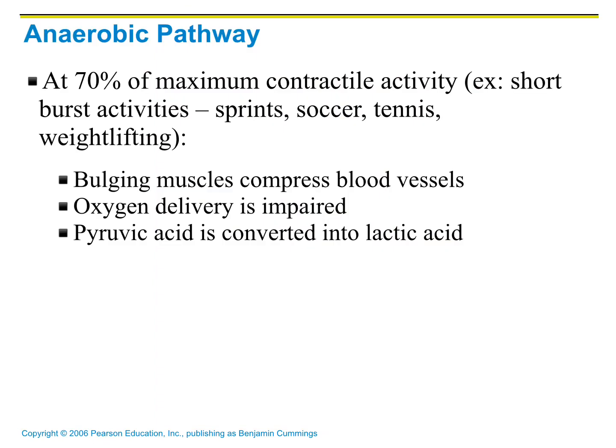Now, an anaerobic pathway means we don't use oxygen, and so we can generate energy using oxygen or not using oxygen. At 70% of your maximal contractile activity, that is where we use the anaerobic pathway. You're going to see muscles bulge and compress the blood vessels, impairing oxygen delivery, and this is where we get pyruvic acid converted to lactic acid. This is something we cover in depth in Chapter 24 in Anatomy 202, but for now, this is enough. Sprints, soccer, tennis, and weightlifting are examples that would use the anaerobic pathway.